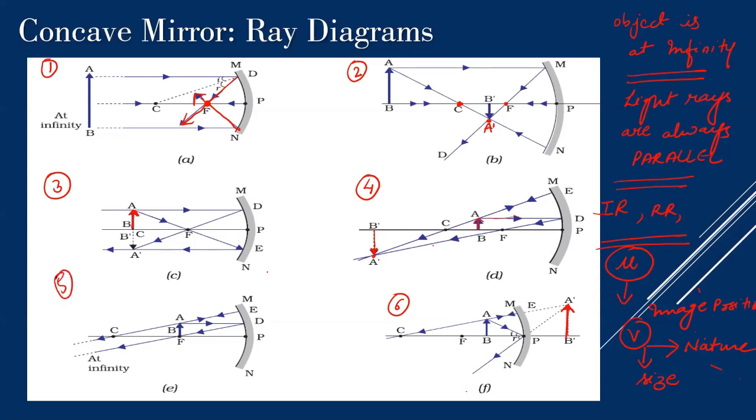Fifth scenario. What was it? At focus. So at focus, we know one ray I am taking through center of curvature. It is retracing the same path. Another, again, parallel to principal axis, passing through focus. And if you observe these rays are coming out as parallel. So whenever we get a beam of parallel rays, we have to consider that they are going at infinity. Parallel rays either go to infinity or they are coming from infinity. Always remember that.